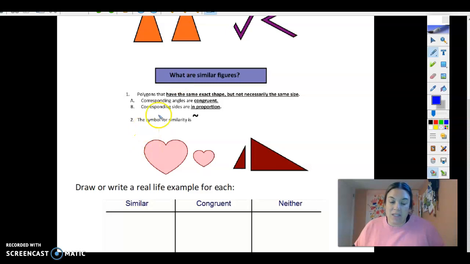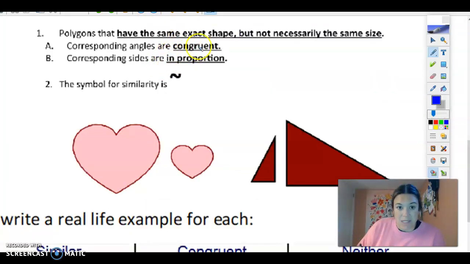Similar figures have the same exact shape, but not necessarily the same size. So these are the two really important things that you need to remember about similar figures. Their corresponding angles are congruent. That means equal, so their angles are equal, but their corresponding sides are in proportion. So congruent angles, sides in proportion, and this is the symbol for it, just one little squiggly mark. That means similar.